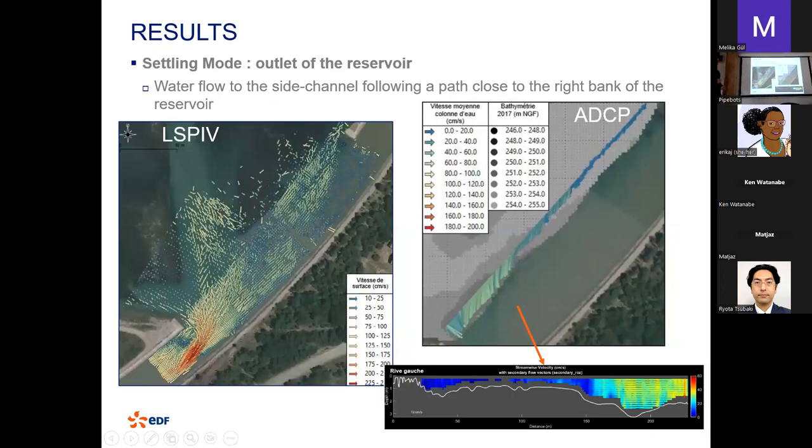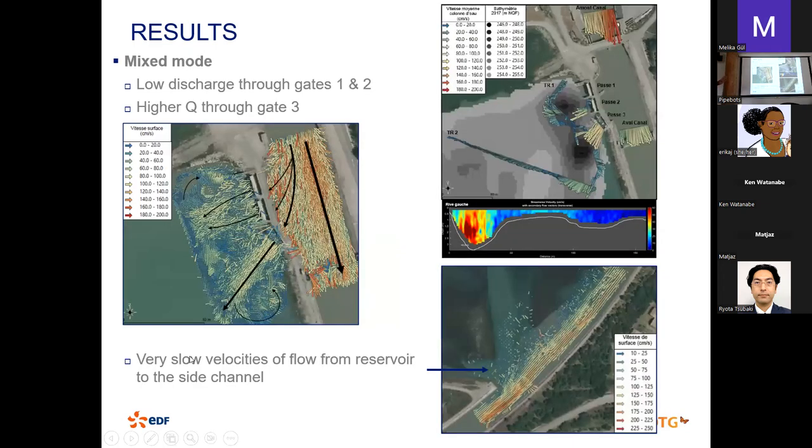Okay, next one. And same thing for the outlet of the reservoir. With the LSPIV, you have this nice overview of how the velocities are mapping. So very few velocities here, and then all the velocities arriving on the right bank of the channel and joining the side channel here. And the ADCP transect gives the 3D view of one cross section. We did the same for the mixed mode, so I won't go into detail. I hope you understand the advantages of having both LSPIV and ADCP.